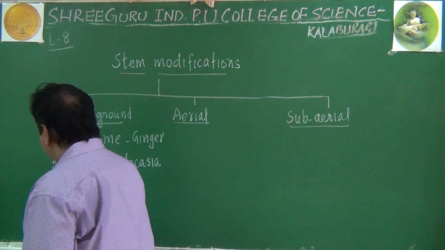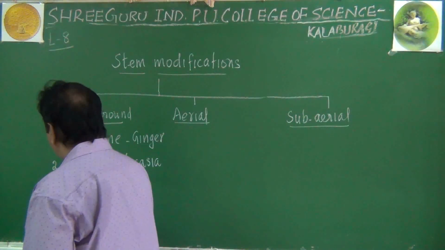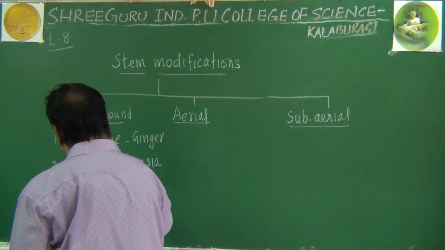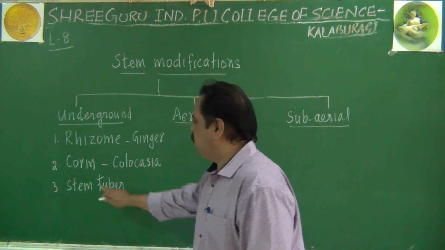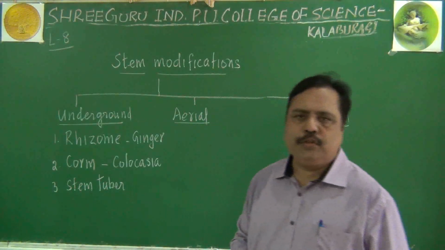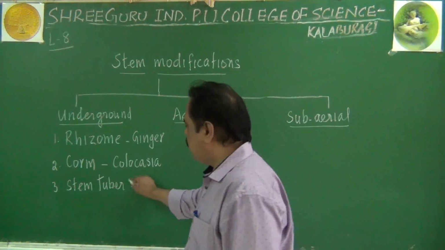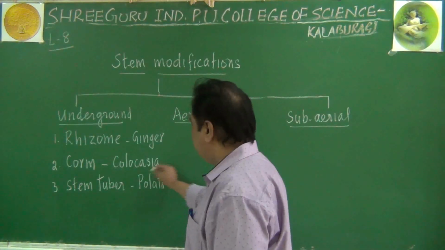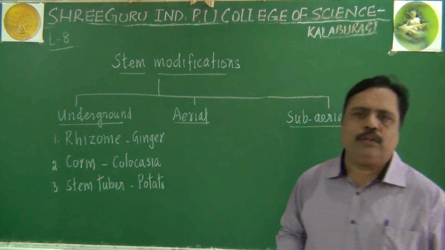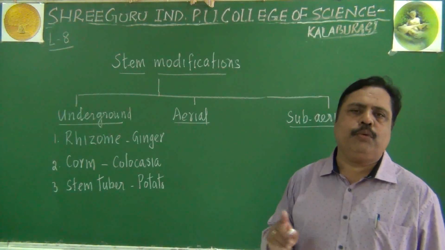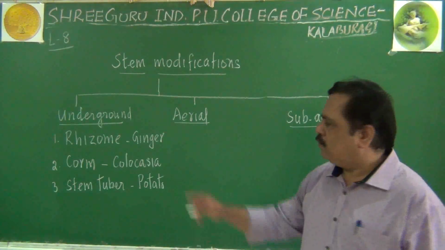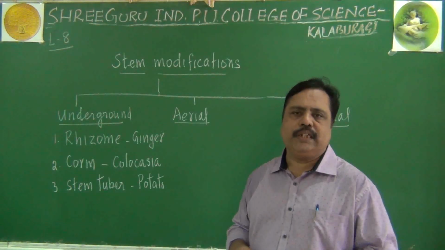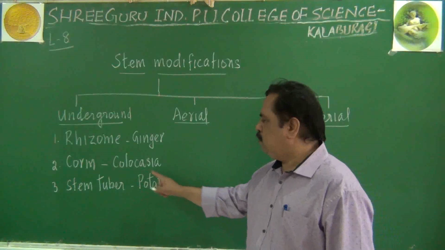Thirdly, I was telling you about stem tuber also. The third underground modification is known as stem tuber. For this tuber, we have seen the example called potato. On the other day, I told you about the biological name of potato, you may recall: Solanum tuberosum. For ginger, the biological name was Zingiber officinale. Remember that point?